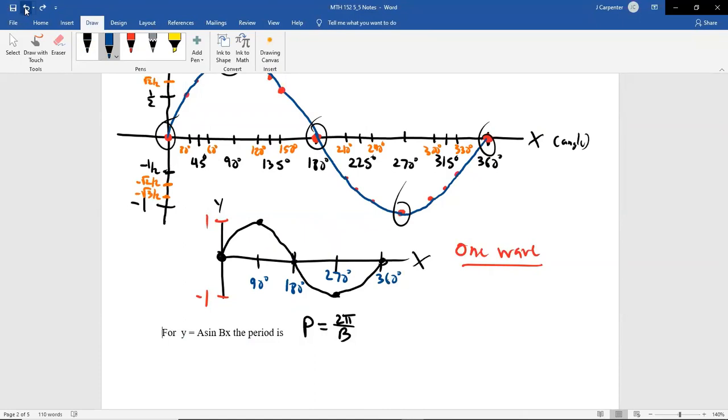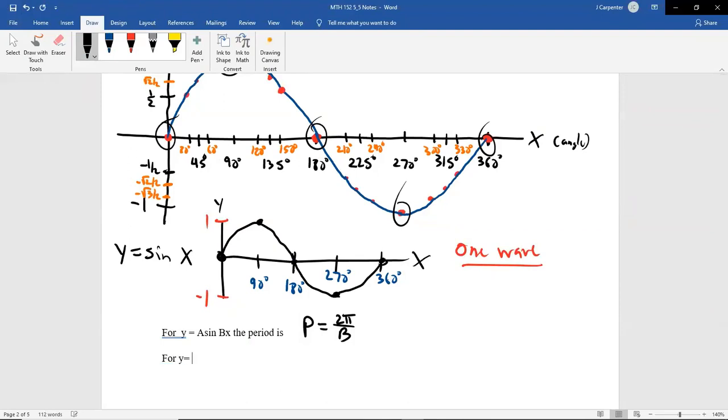So we got 1 full wave. A wave is going up and coming down and back to where we started. So we got a full wave in 2 pi, in 360 degrees, because the B here is 1. This was y equals sine of 1x. There's a little 1 that's implicitly there, if you will. So that says that one wave will happen in 2 pi, because 2 pi divided by 1 is 2 pi. So understanding the period of these waves is extremely important.